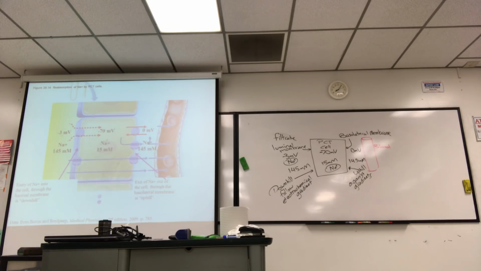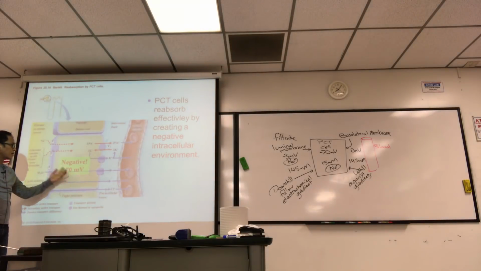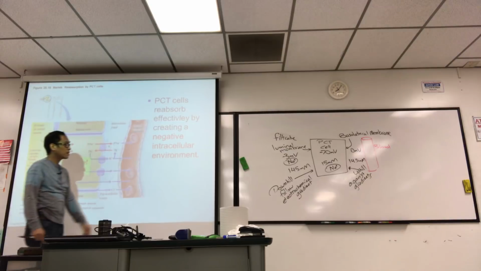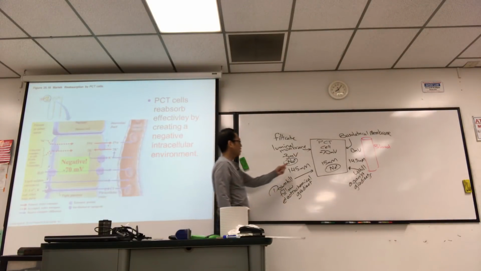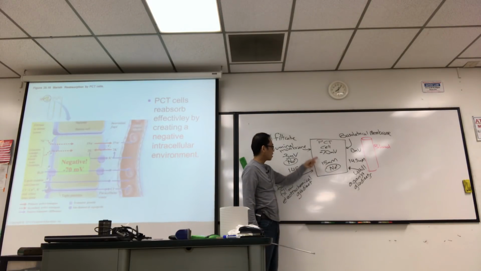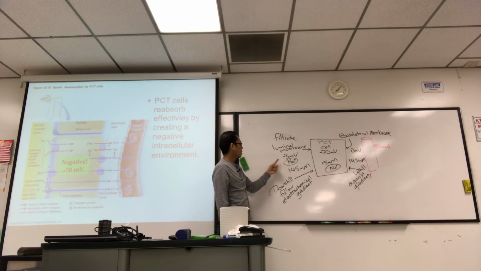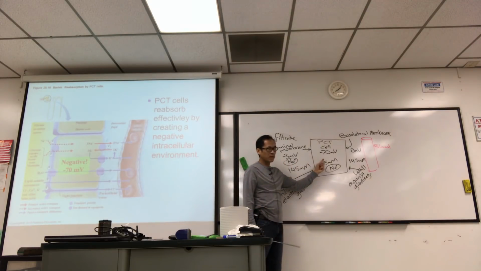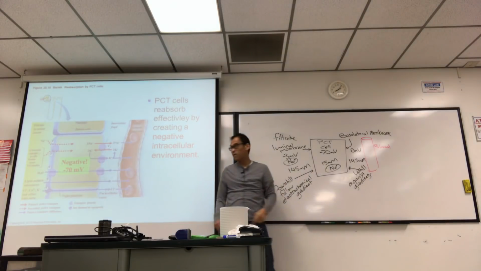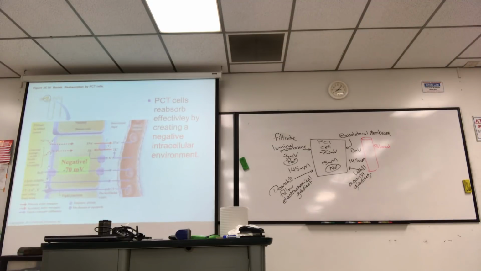So, I'll take you through it, but the key thing to understand is, how do cells make this environment not only negative, but also low sodium? You want to create this negative 70 and 15 so that you favor sodium moving across this membrane to get into the cell. So that's the key for the student to understand about the physiology of the cell.